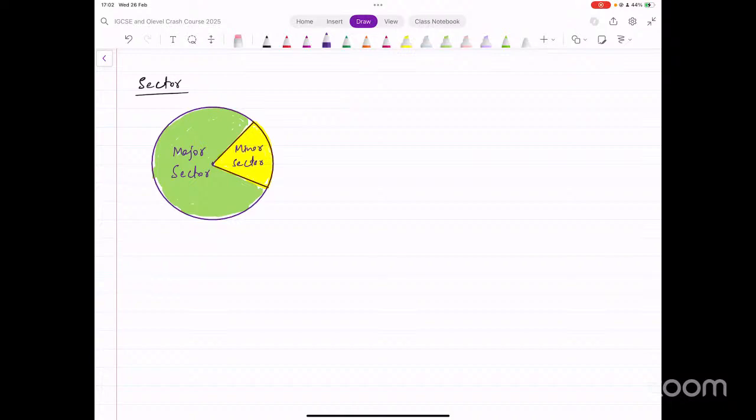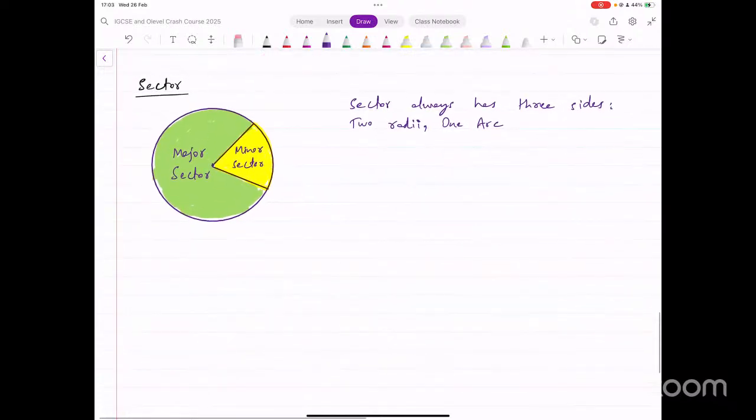Now remember, a sector always has three sides. Two of them are the radii of that circle. Plural of radius is radii. So we have one radius here, another radius here. And then the third side is the arc. So you can see in any sector, you would have three sides: two radii and one arc.